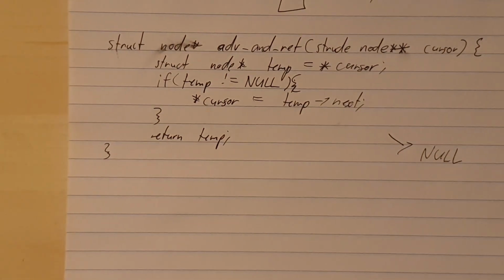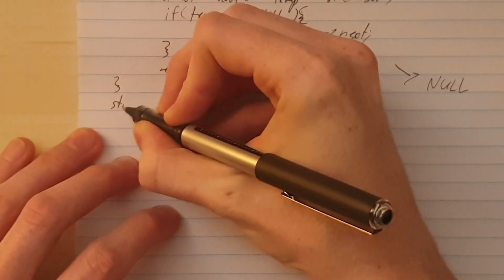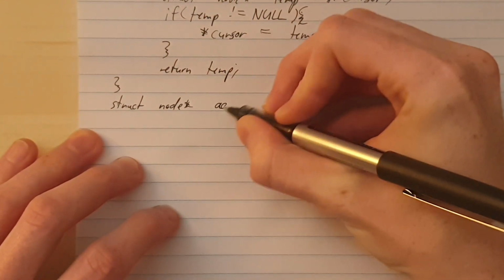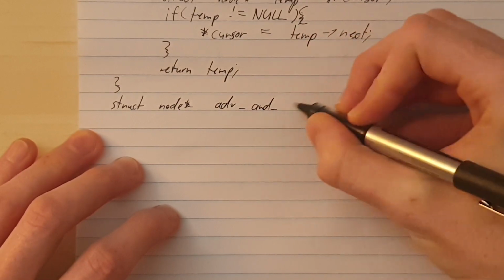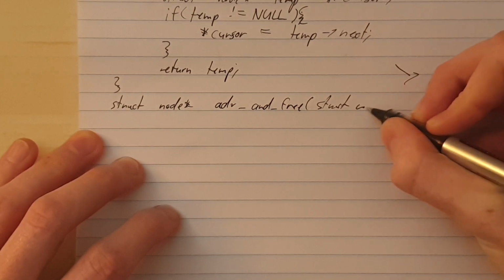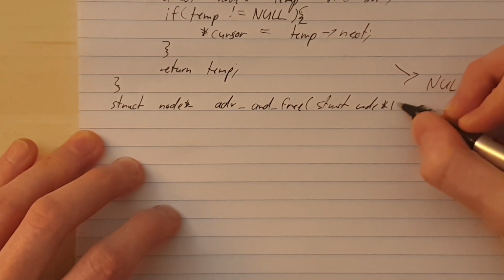And then, of course, advance and free is going to be very similar. Struct node star, advance and free, which also takes a struct node star star cursor.